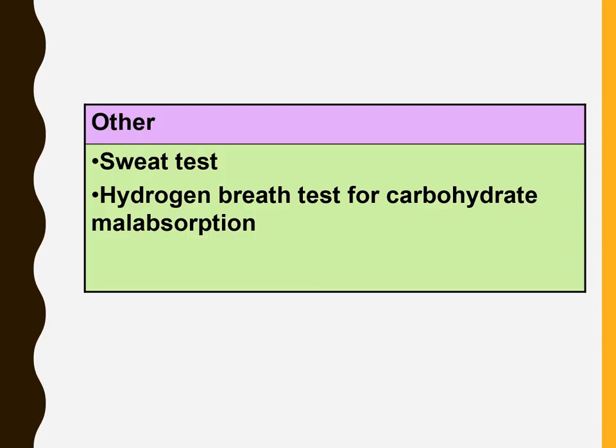Other tests, as we said, the sweat chloride if you are suspecting cystic fibrosis. You can do hydrogen breath test for the carbohydrate malabsorption. So if you are suspecting specific sugar the patient is not digesting, you can give this patient this sugar, and then you will collect the breath. Undigested sugar will be fermented by the gut microbiota, so this will release the hydrogen. So if you find a very high level of hydrogen in the breath of this patient, then you can say that this patient is having malabsorption of this sugar.